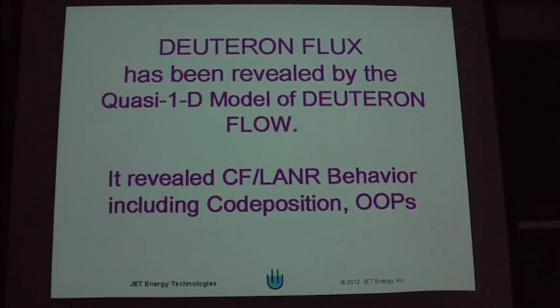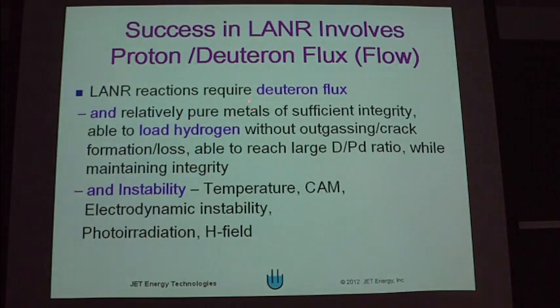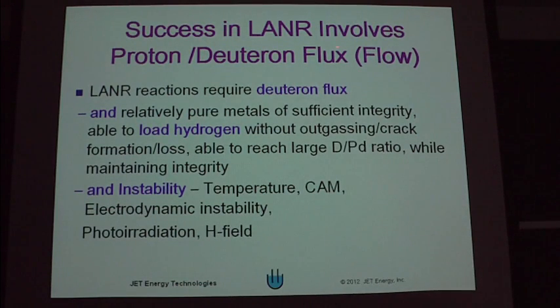The key to getting these things to work is deuteron flux. And flux is this, it's flow. We believe that successful cold fusion requires deuteron flux, which is described by the quasi-one-dimensional model of loading. And again, I've got the papers here. People say that there's no theory in cold fusion. Peter gave you some theories that explain where cold fusion occurs and how. And the quasi-one-dimensional model has taught us a lot about how to drive these systems from an engineering point of view.